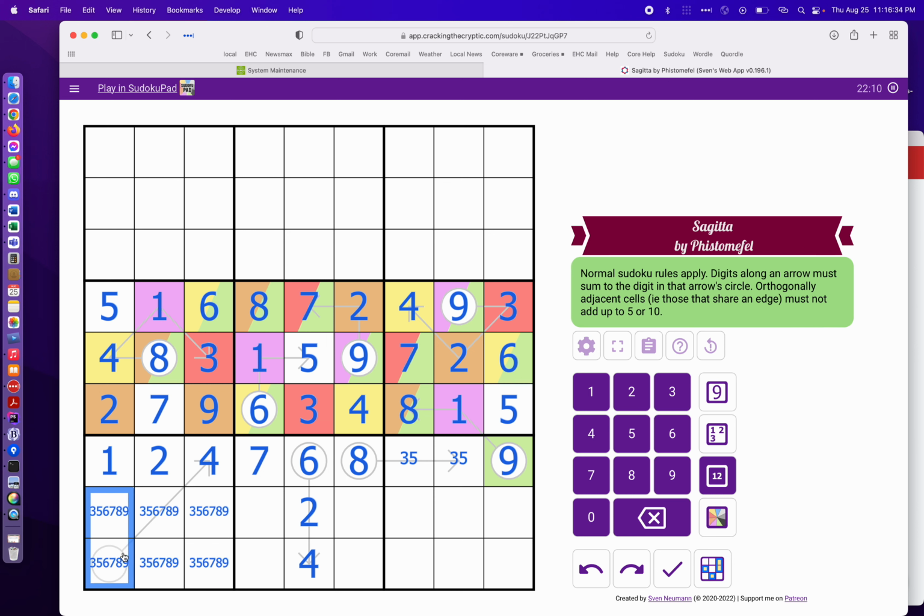So these can't be 5. These can't be 7, 8. These can't be 3, 6, 9. So this one can't be a 9 because it's on an arrow. This one can't be a 3 or a 6. This one can't be a 9.